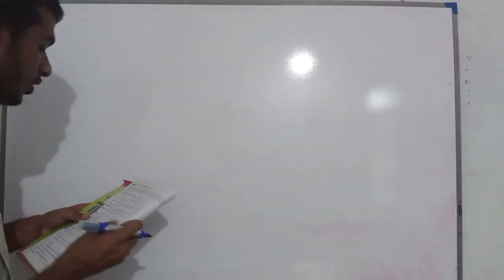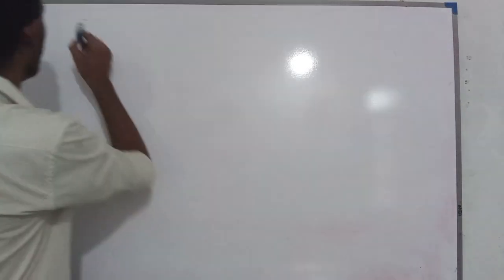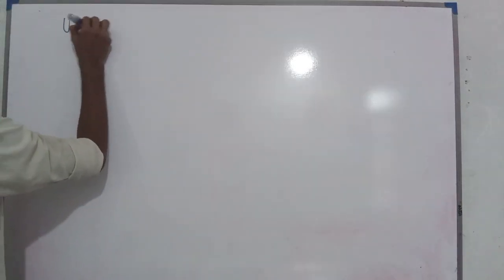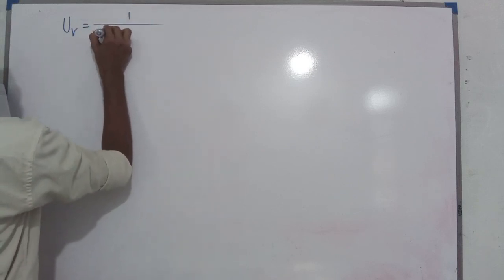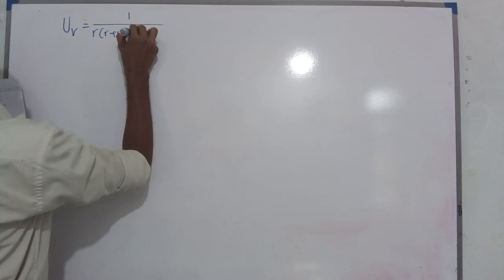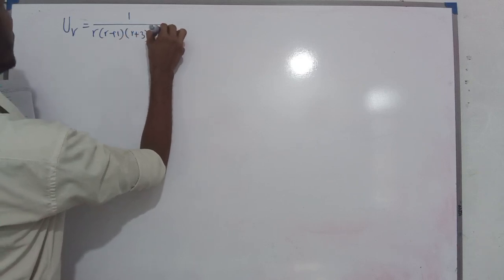Now, let UR and VR for R belongs to Z plus. So UR is given, at the same time VR is also given. UR is 1 divided by R into R plus 1, R plus 3, R plus 4.